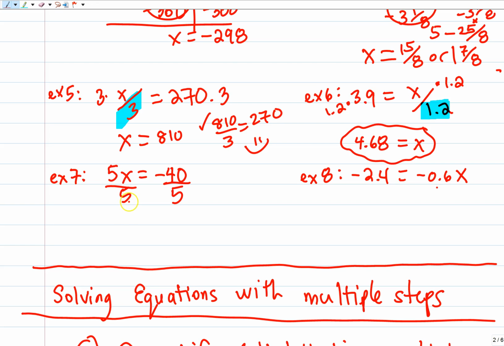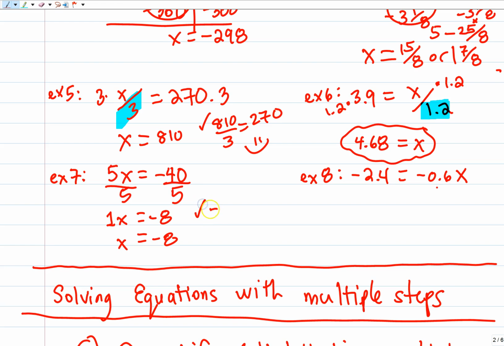Don't just cancel them. Do they cancel? Stop and think about it. Does 5 divided by 5 cancel? 5 divided by 5 is 1, which is what we wanted, 1x, or just x. Either way. Equals? What is negative 40 divided by 5? I would be fine with either of these answers. The second one is generally the way we write it. We don't write the 1x, but there's an implied 1 there. That's fine. Okay?